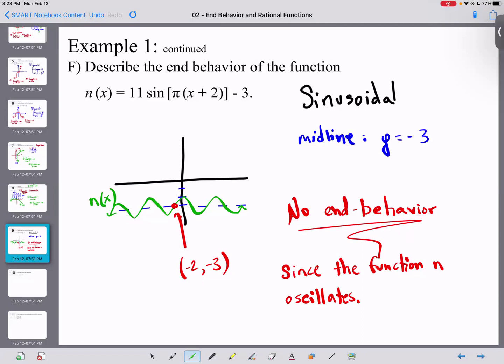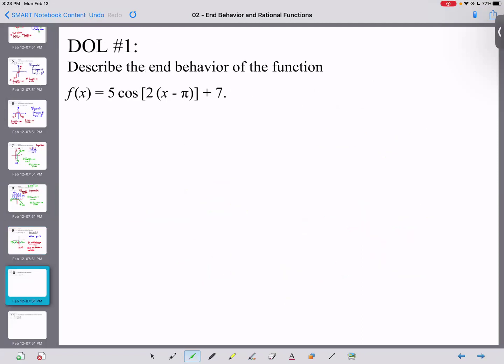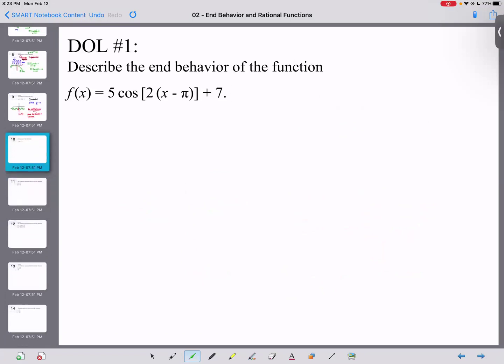Okay, so now we've gone through examples A, B, C, D, E, F. We've gone through 6 examples. So with that, I want to let you try one on your own. What do you think is true of this end behavior? I'll give you a few seconds to think through what you would get for this end behavior.